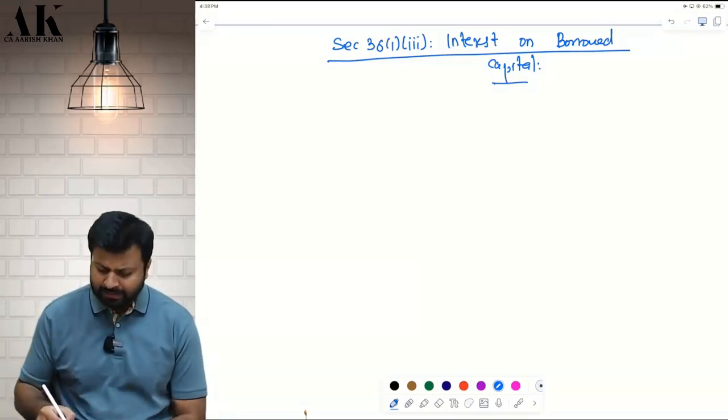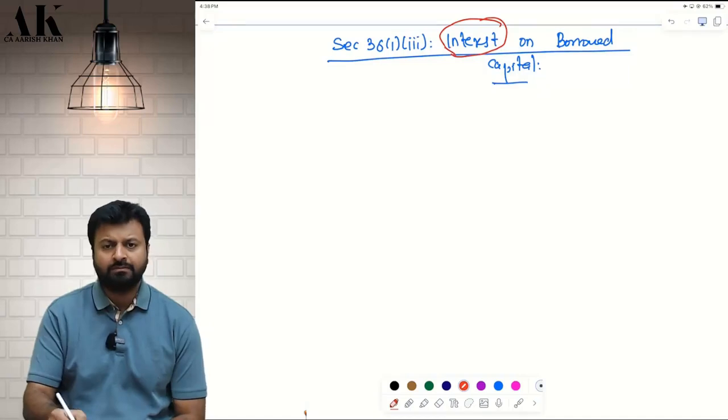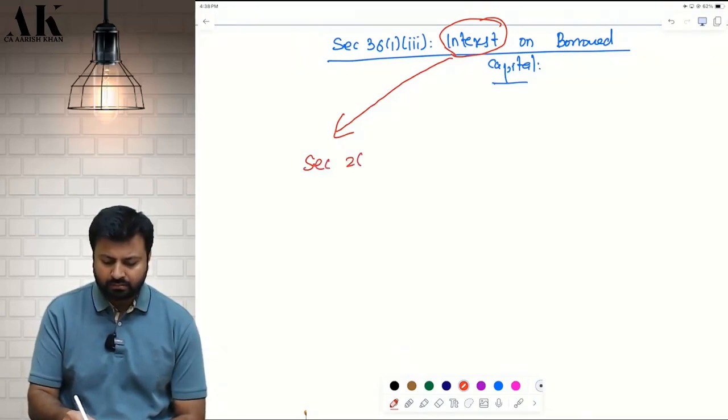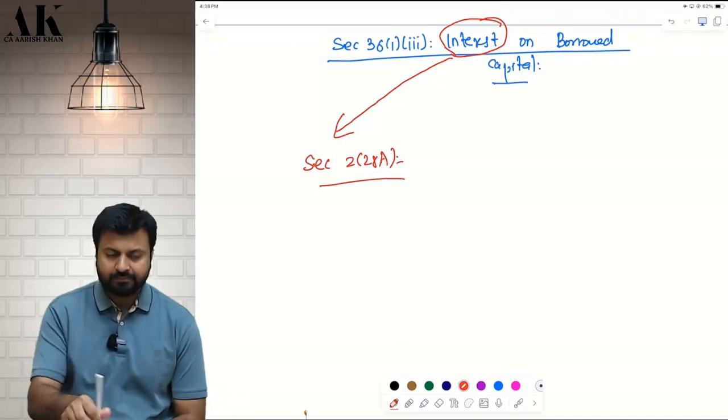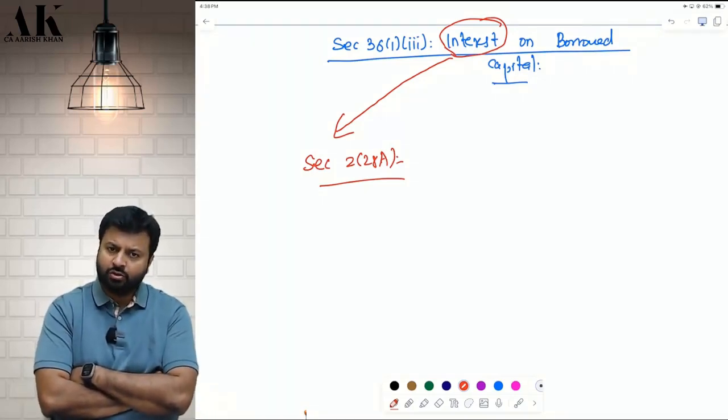Sir, what do you mean by the term interest? Interest includes what? Is the term interest defined under income tax law? And the answer is yes. The term interest is defined under income tax law in section 2(28A). So it is specifically defined under section 2. Sir, what does it include? Listen carefully.